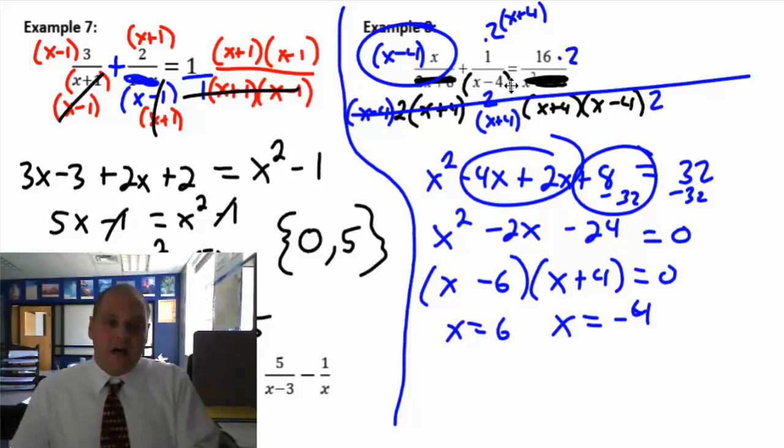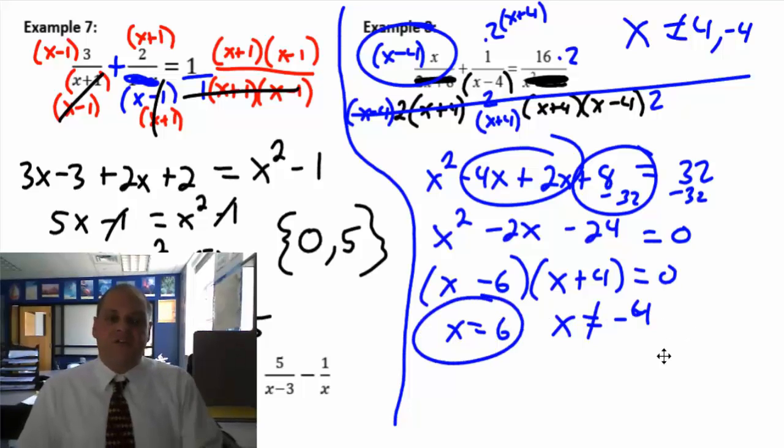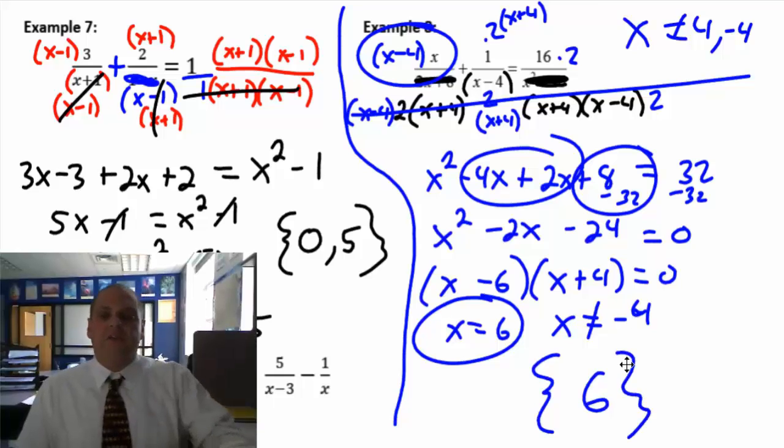But negative 4 was an original, x cannot equal negative 4. X cannot be 4, x cannot be negative 4 based on my original equation there. So we have to reject negative 4. Therefore, just 6. Just 6 is going to be the solution here.